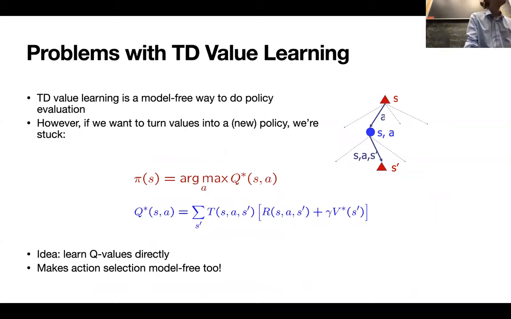So there are some problems we have with temporal difference value learning. In particular, it's quite hard to turn these into a new policy, because even though we have these examples, we cannot easily take the argmax over these actions, because we have to create the models. We're only computing the value of states, and with this value iteration that we just did, we're not even computing estimates of t. So the idea is to learn the Q values directly.